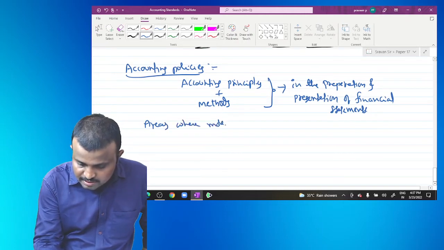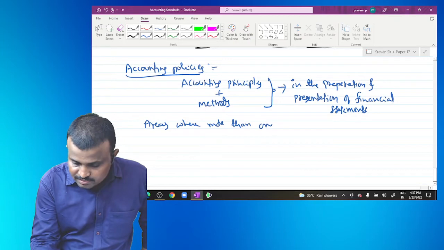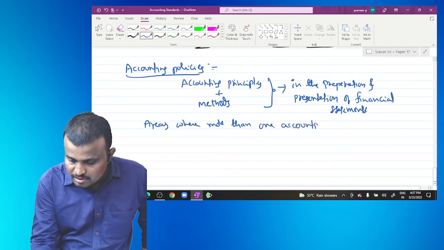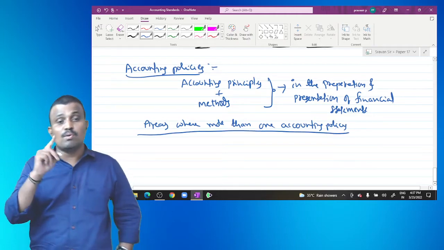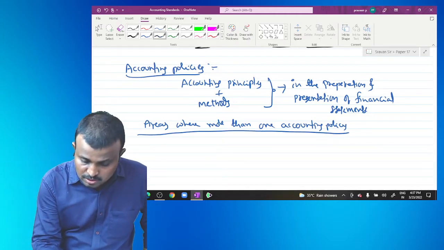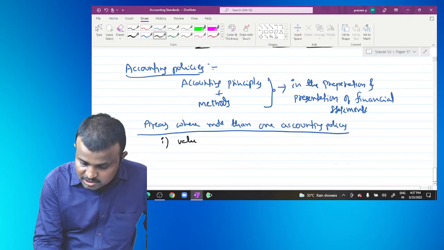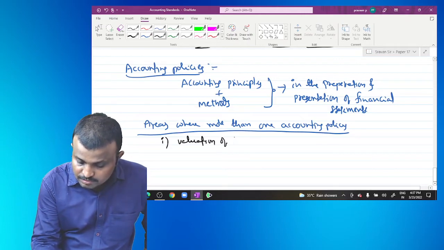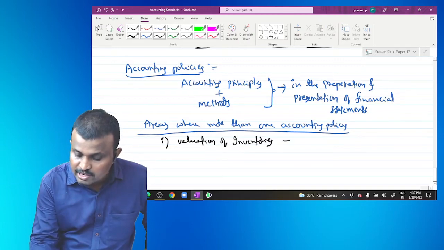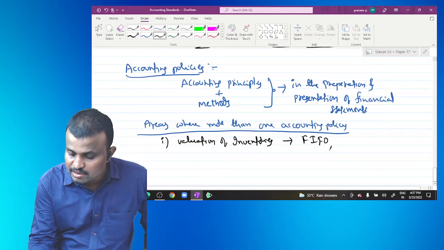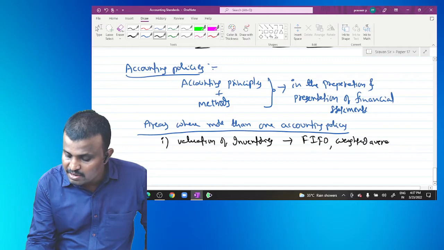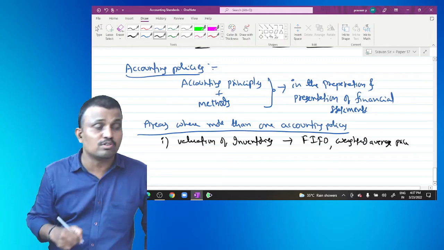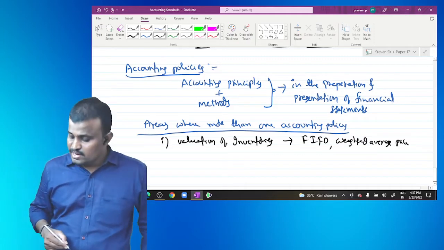Then there are areas where more than one accounting policy is available. The best example is the valuation of inventories. Which methods are there? FIFO, weighted average price method, LIFO method, etc.